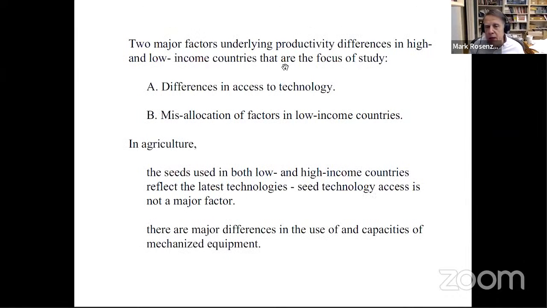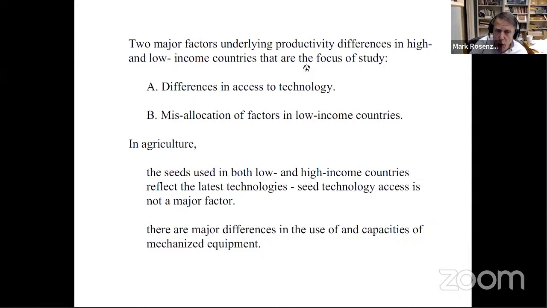All right, so let's start with the big question of why there are these big differences across countries in productivity. Two reasons that have been highlighted in the literature are differences in access to technology, and in particular we're going to focus on agriculture, the differences in access to the technology of seeds and other aspects of production, and secondly, the misallocation of factors in low-income countries. Now, if we look at agriculture, I think it's fair to say that access to technology is pretty open in the world. In fact, the seeds in low-income country agriculture and high-income agriculture are the same. They're both using the latest technologically advanced seeds.